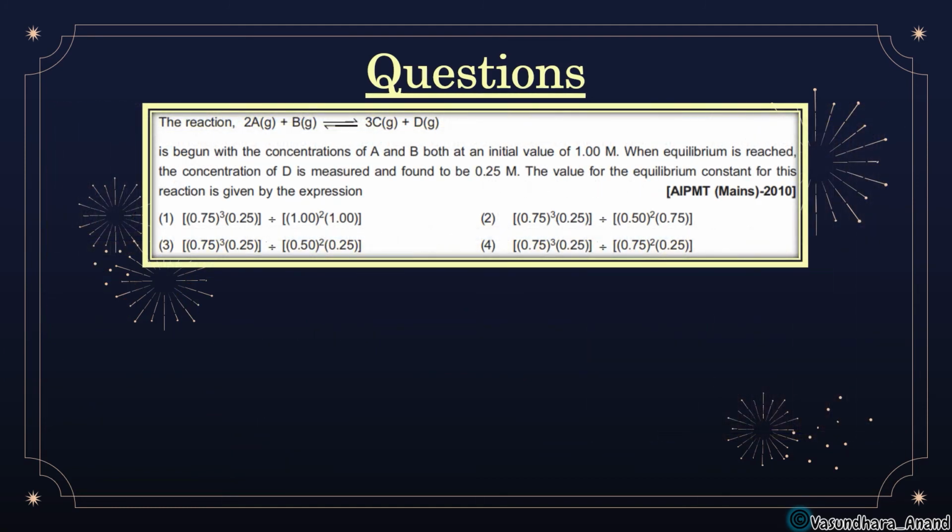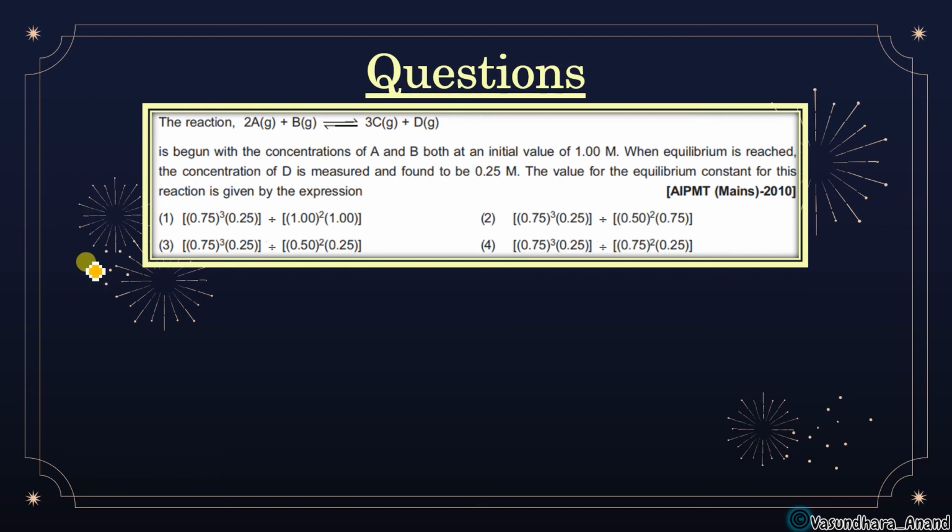A reaction 2A gas plus B gas changes into 3C gas plus D gas. All of you are supposed to write the answer in the chat box. As you get the answer, you write it, okay? It begins with the concentration of A and B both at the initial value. When equilibrium is reached, the concentration of D is measured and found to be 0.25. Find the value of the equilibrium constant. Again, the same way we will do.